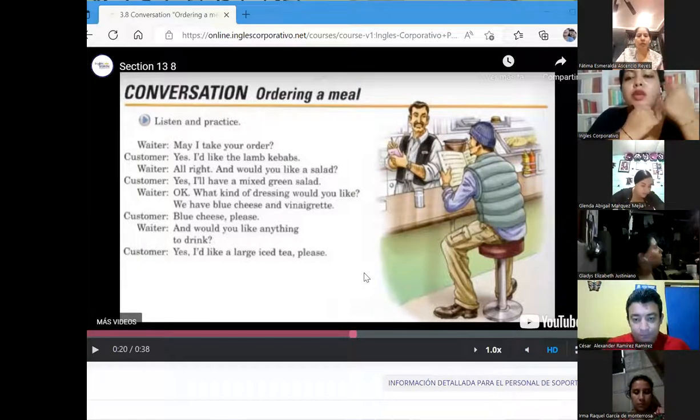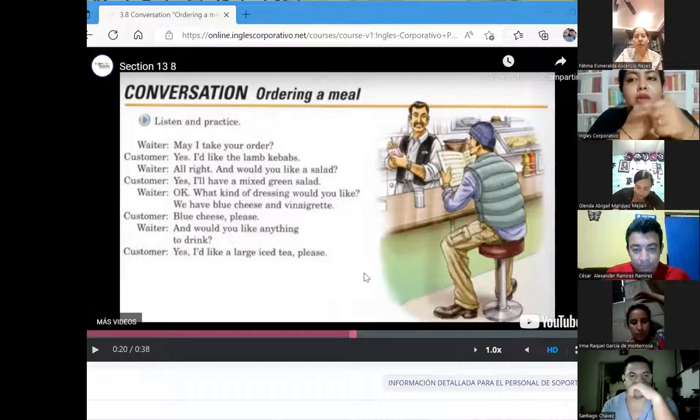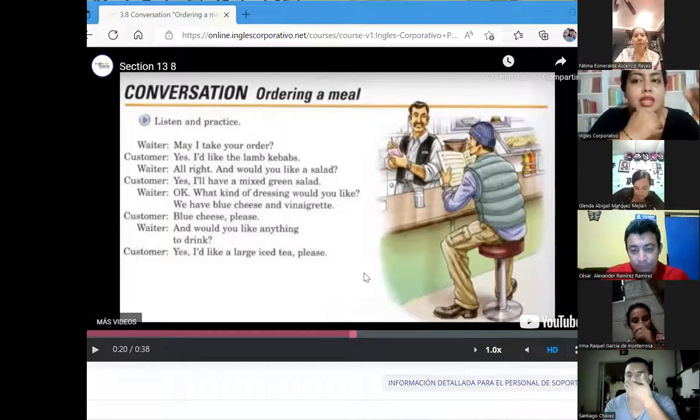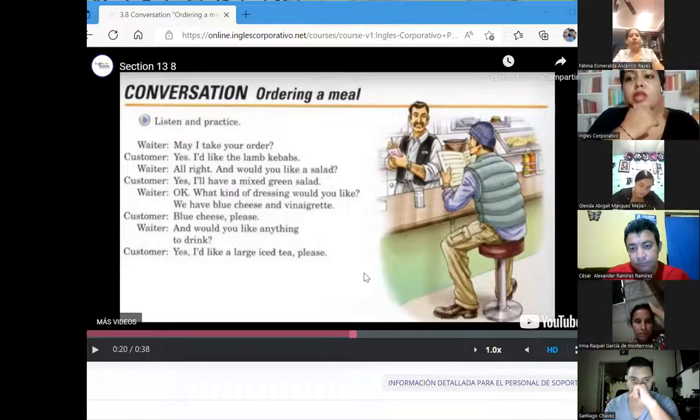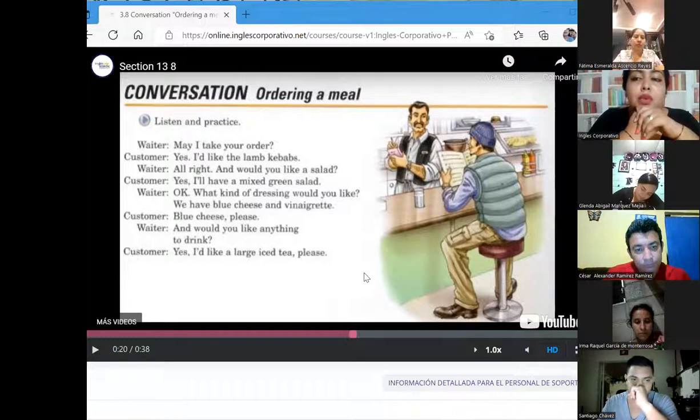"All right, and would you like a salad?" The word would in this case is the one that we are going to use and study in this session. "And would you like a salad?" ¿Te gustaría o le gustaría una ensalada? "Yes, I will have a mixed green salad."